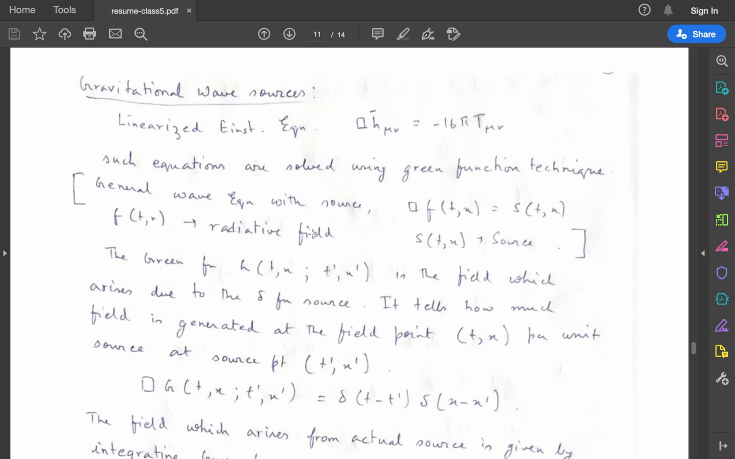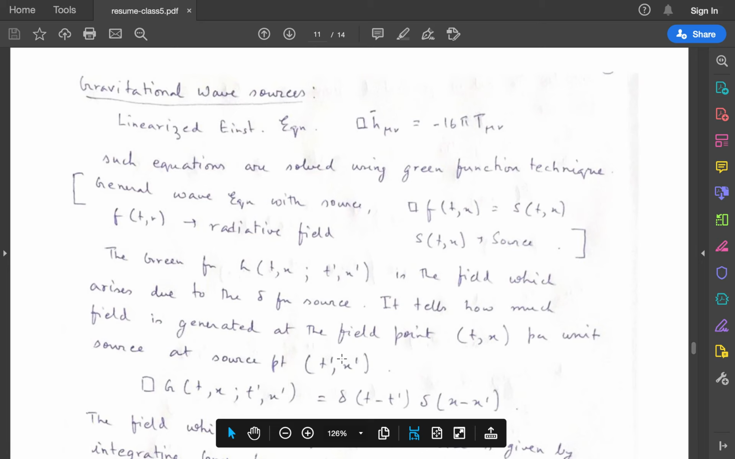s(t,x) is the source. The Green's function, which is given by G(t,x; t',x'), is the field which arises due to the delta function source. This source is a delta function. This is the Green's function technique. It tells us how much field is generated at the field point (t,x) per unit source at the source point, where the source point is at (t',x').